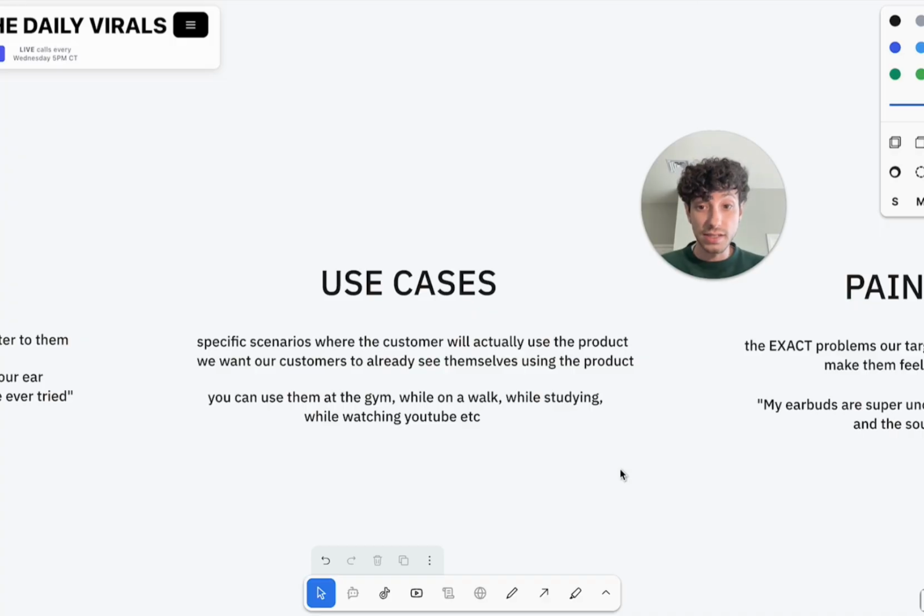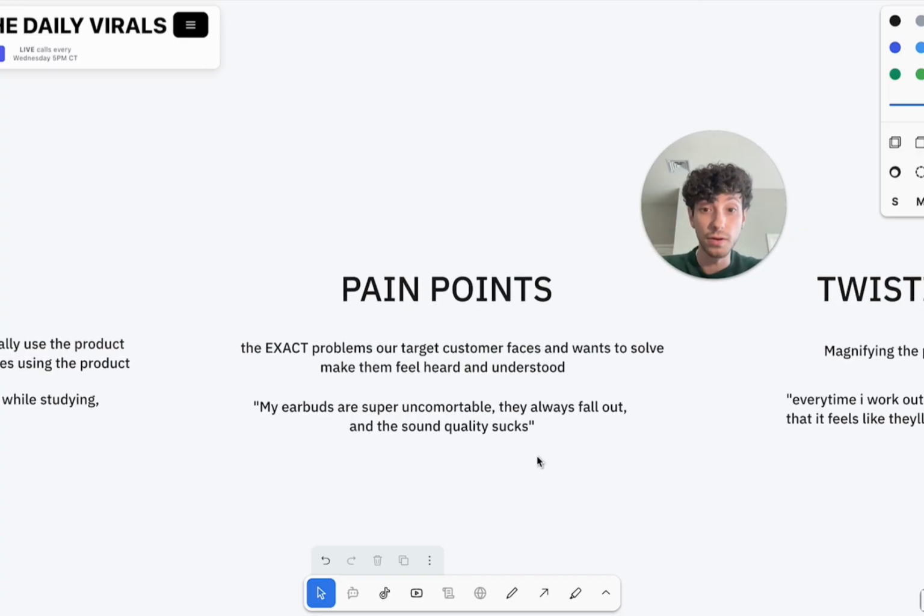Number 3, use cases. Specific scenarios where the customer will actually use the product. Through our marketing, we want our customer to be able to already see themselves using the product. So another example for these headphones is you can use them at the gym, you can use them while walking, you can use them while studying, you can use them to watch YouTube. And if we give the customer all these different uses, they'll be able to see themselves already using the product before they buy it. They're like, oh wow, I need these for when I go to the gym. I need these for when I study. This will help my life so much. It's like getting them to future cast and see themselves already with the product in hand.